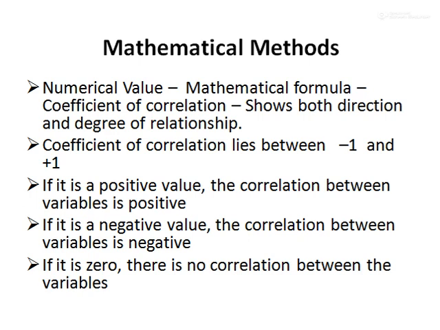Okay, can you say what is coefficient of correlation? Coefficient of correlation is a numerical value obtained by using an appropriate formula, and it explains the direction and degree of relationship that exists between the two variables.